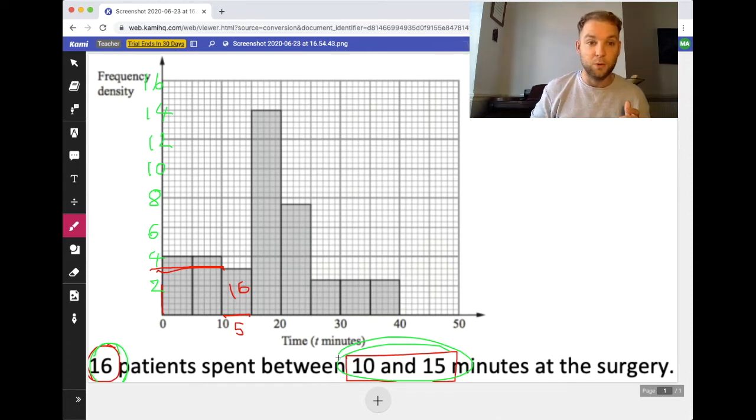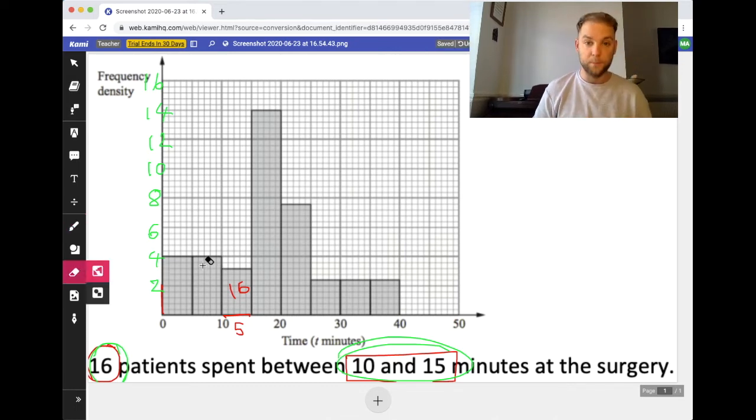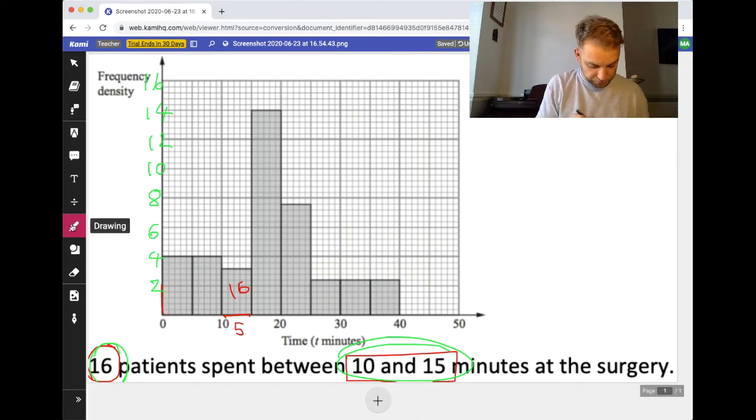Now, I've not finished there because the question actually says, what is the total frequency? So if I want to work out the total frequency, I've got to work out the area of each one of these rectangles. So let's do that then. I'll do this in red. So the first one is going to be 5 times by 4, which is 20 for that one there. Brilliant. The next one, so that's 5 there, times by 4 up. The next one is 5 times by 4, which is 20 again.